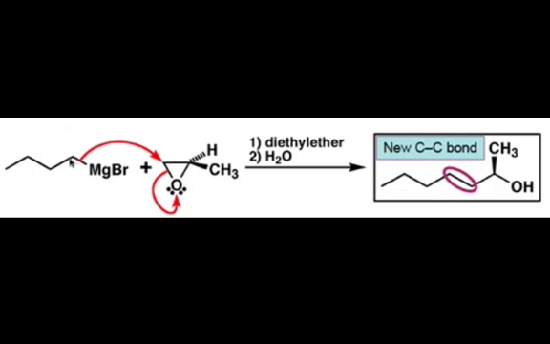Another example of a Grignard reagent is shown below, and we can see that treatment of this Grignard reagent with an electrophile, an epoxide, leads to opening of the epoxide under what are essentially basic conditions at the less substituted position to give us a new carbon-carbon bond. And so here we see how organometallic nucleophiles can be used to access that important class of carbon-carbon bond-forming reactions.